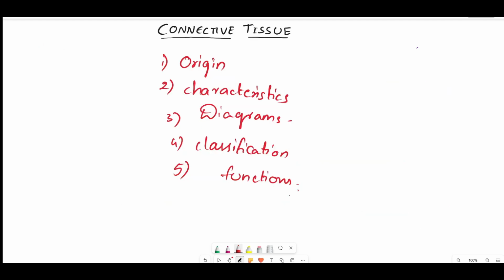If a question is asked to write about connective tissue or to write the classification of connective tissue, what should you include in that answer? First, you should write the origin, characteristics, diagrams, all the diagrams in different classifications, and also the function. If you write all this, you will be getting full marks.